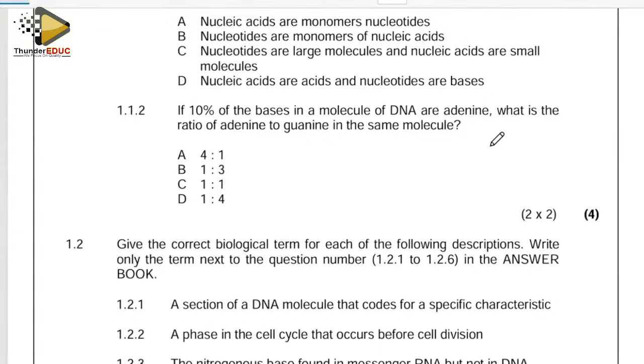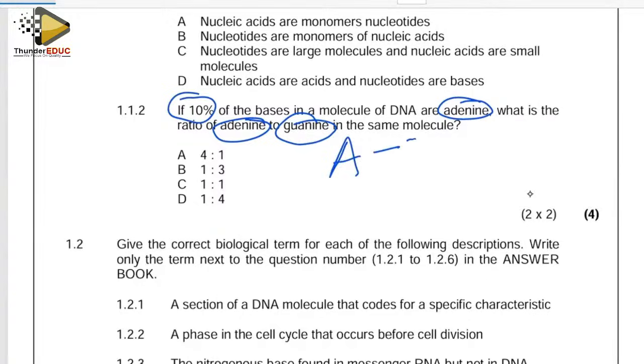They're saying that if 10% of bases in a molecule of DNA are adenine, what is the ratio of adenine to guanine? We did this. Remember, when you're doing base calculations, we say that A goes with T. If A is 10%, what is T? It's also going to be 10%.